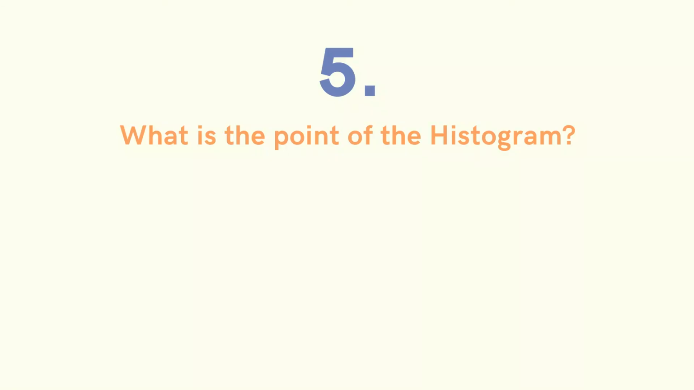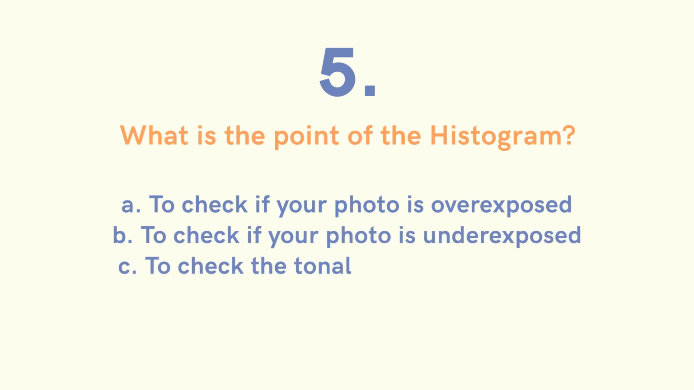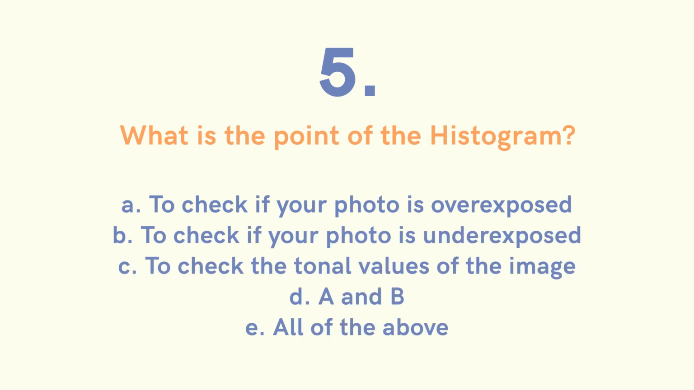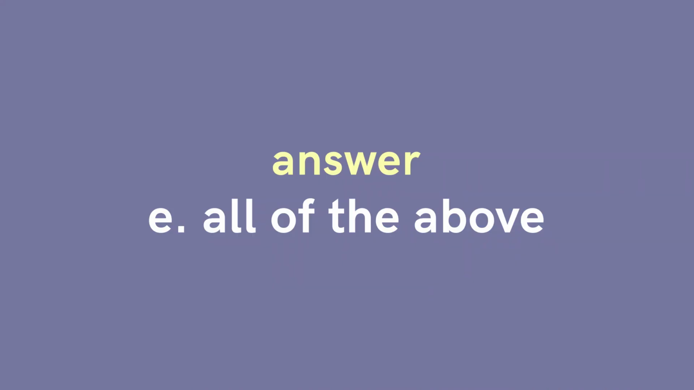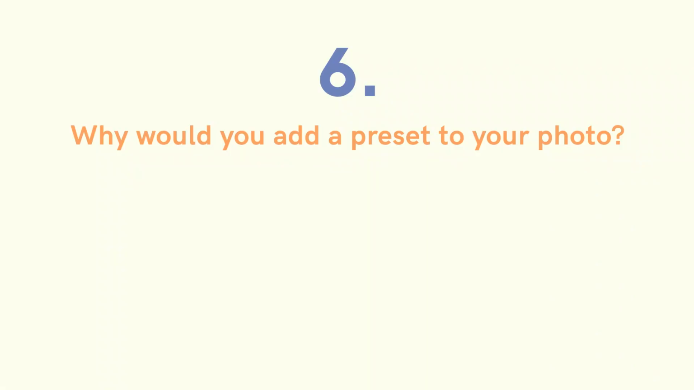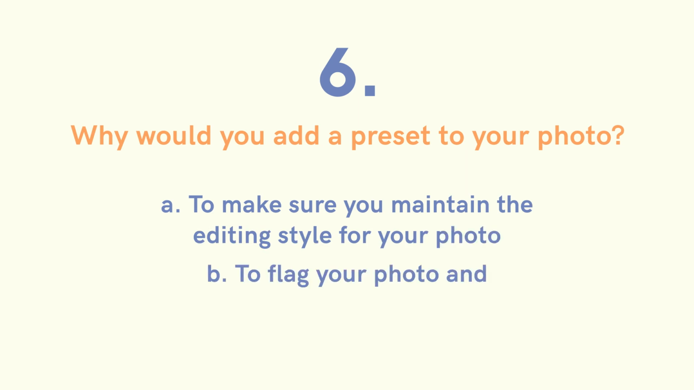5. What is the point of a histogram? A, to check if your photo is overexposed, B, to check if your photo is underexposed, C, to check the tonal value of each image, D, A and B, E, all of the above. 6. Why would you add a preset to your photo? A, to make sure you maintain the editing style for your photo, or B, to flag your photo and select your best images.